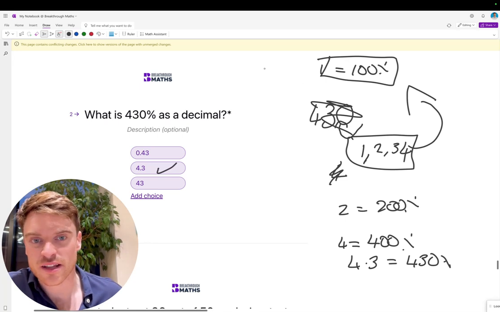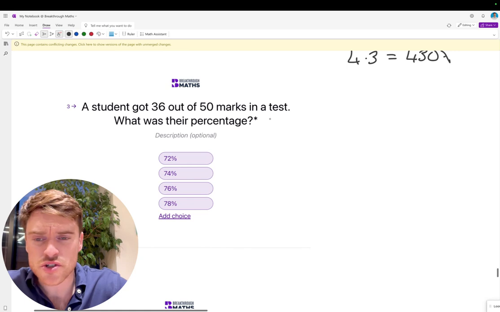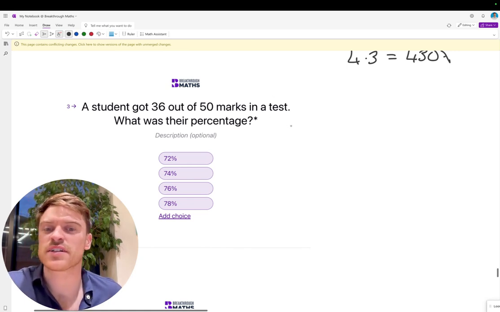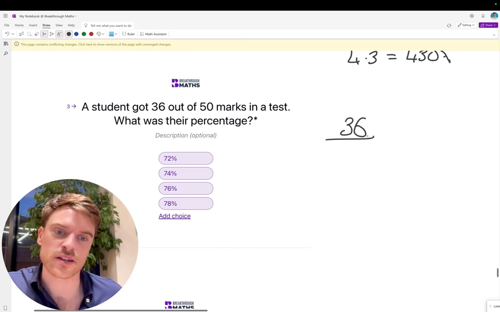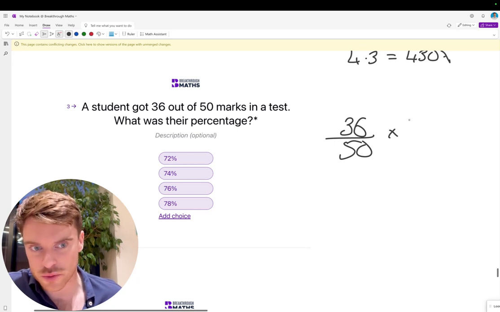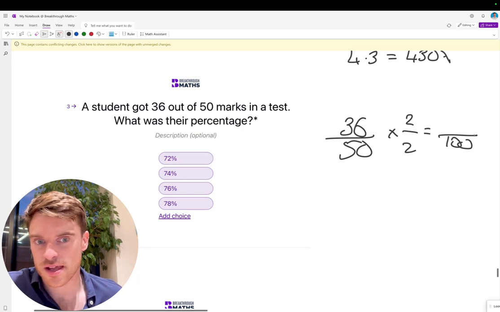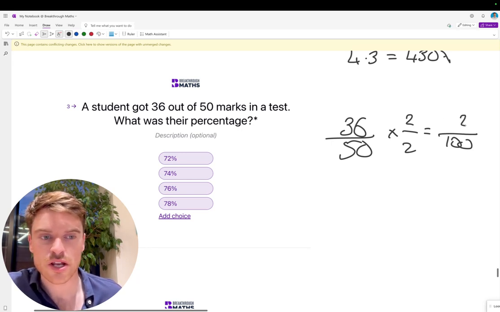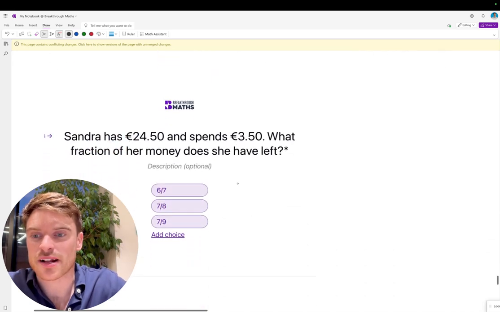So go back to this here if you're thinking about it. Now, next one. A student got 36 out of 50 in the test. What was their percentage? Okay, 36 out of 50, you put it over like that. It's easy because it's 50. If you multiply by 2 on top and 2 on bottom, you get 100. And 36 times 2 gives me 72. 72%. Easy. No calculator needed for that.